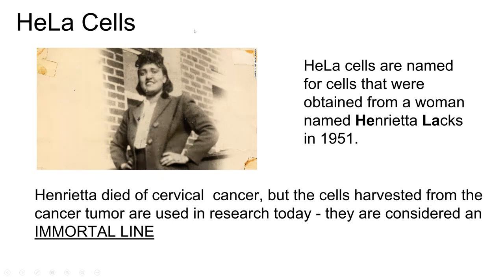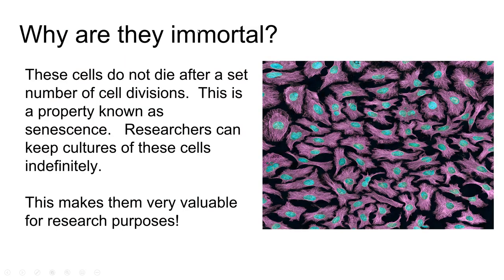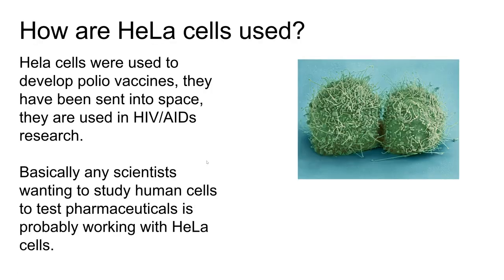But these cells were harvested and used in research without Henrietta Lacks or her family's permission. They do not die after a set number of mitosis like most cells do, and so they can keep these cells indefinitely. So even though Henrietta Lacks is dead, she's actually still literally alive on this planet. It's kind of terrifying. HeLa cells were used to develop polio vaccines. They have been sent into space. They are used in HIV/AIDS research. Basically, anything with pharmaceuticals is done on HeLa cells.